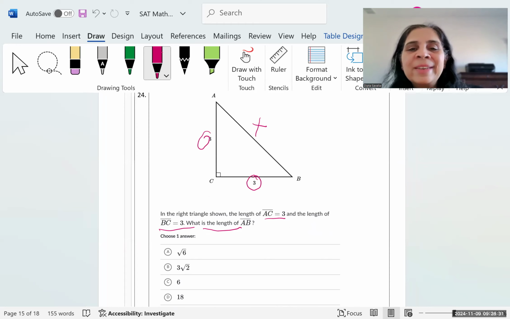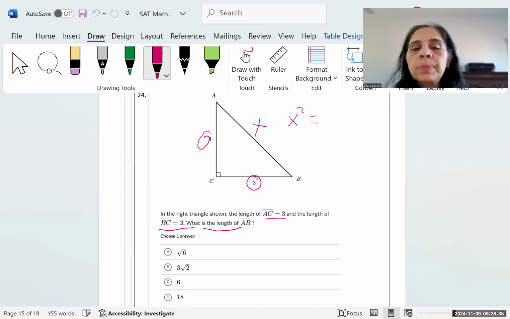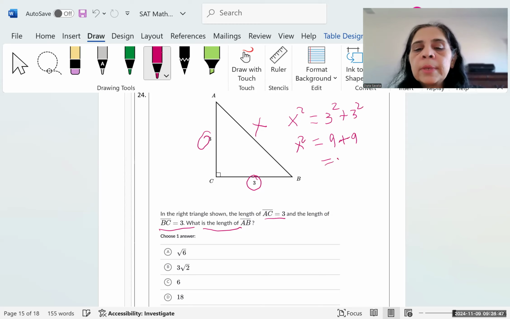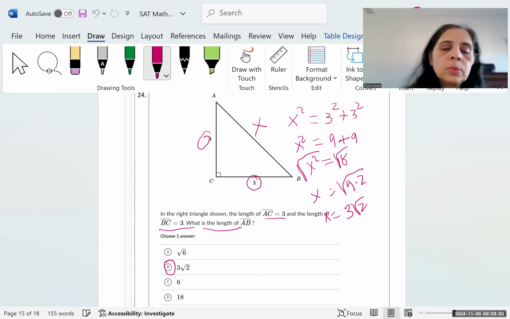Write in a comment the Pythagorean law, right? So we can do x squared, the hypotenuse squared, equals the other leg squared, 3 squared plus 3 squared. So 9 plus 9 is 18, right? Now we need to take the square root on both sides. So what is a factor of 18 which is a perfect square? 9 times 2. So the square root of 9 is 3, times the square root of 2. Answer choice B.